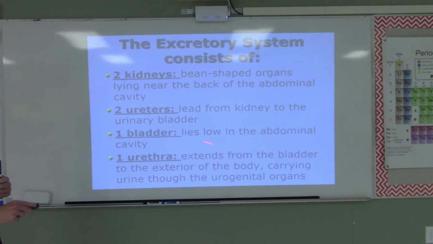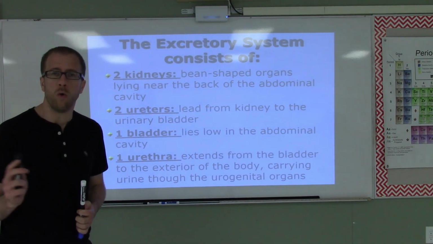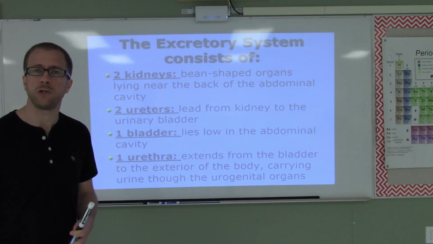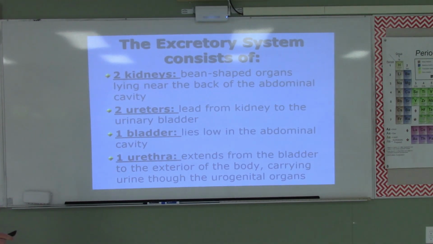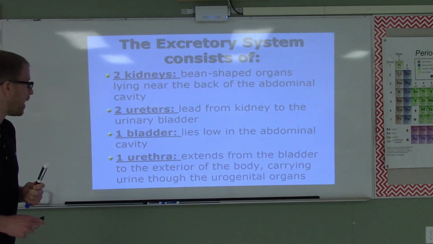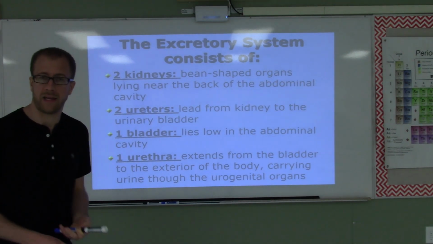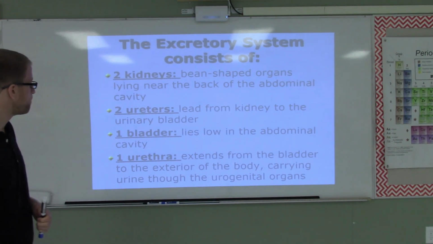You have one bladder, a very simple organ, actually the first organ successfully grown in a laboratory and transplanted into a person. And one urethra extends from the bladder to the exterior of the body, and thus allows you to excrete that urine, pass it from your body.